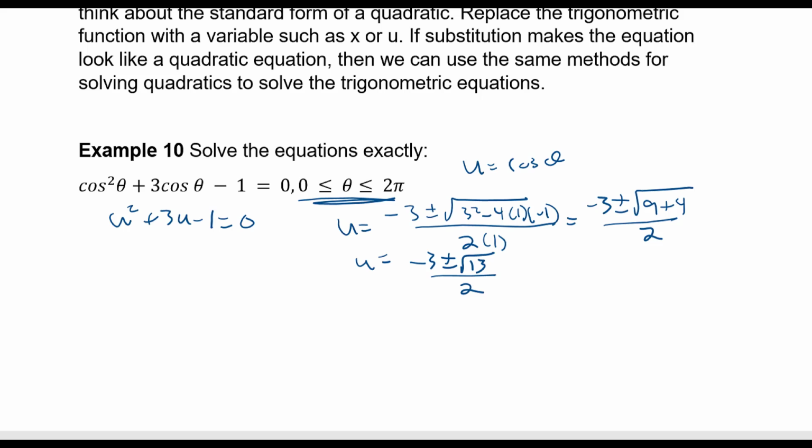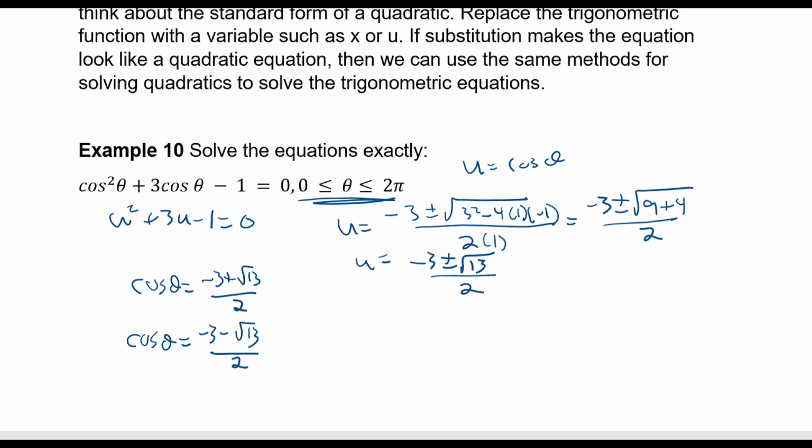Okay, so we found u, and we have two different values, by the way. So what was u? It's cosine theta. So cosine theta is going to be negative 3 plus the square root of 13 all over 2, and cosine theta is negative 3 minus the square root of 13 all over 2. But maybe we should look and see what these values are, because a cosine of a theta can't produce more than 1, or produce less than negative 1.